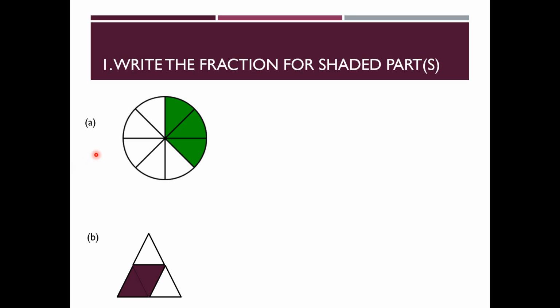So in the worksheet, the first question is: write the fraction for the shaded parts. Now we have to write the fraction for the shaded parts that are given to us. We have already done this in the first exercise. Now we are going to do this as a revision.